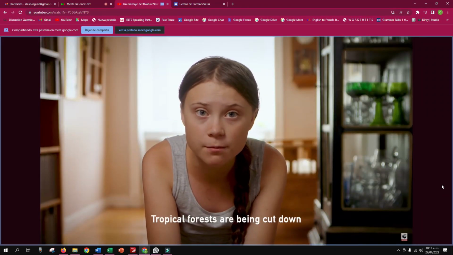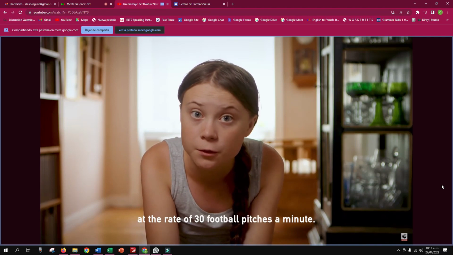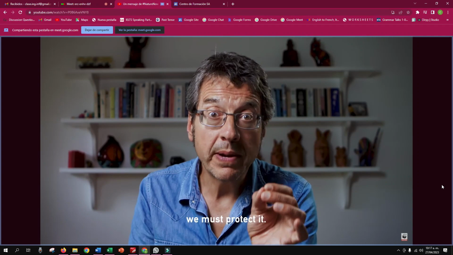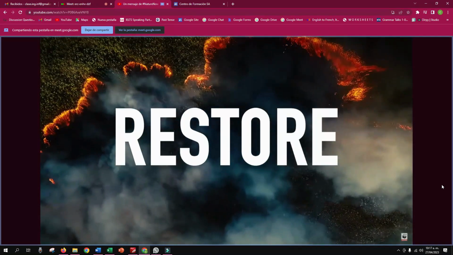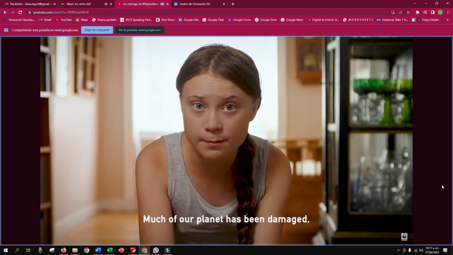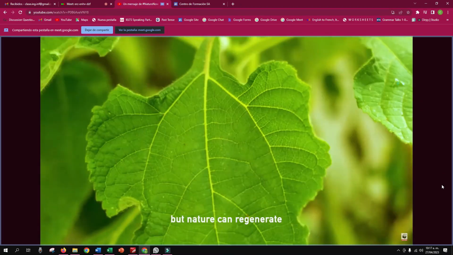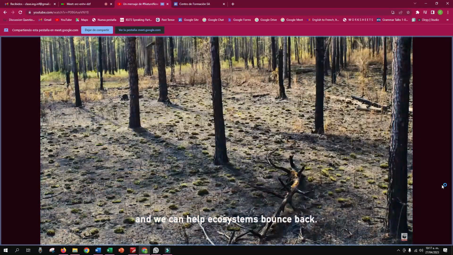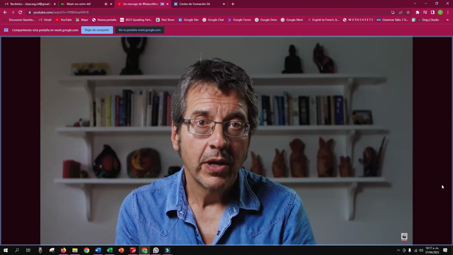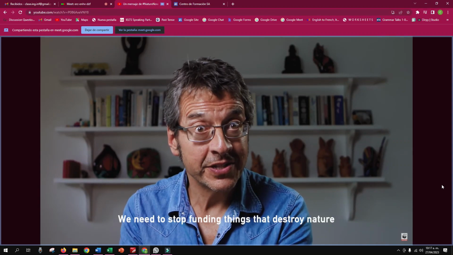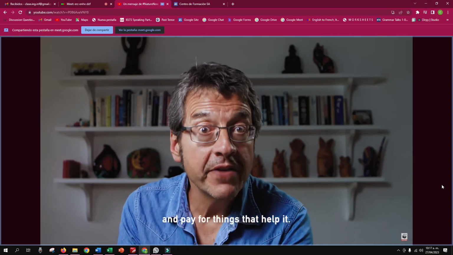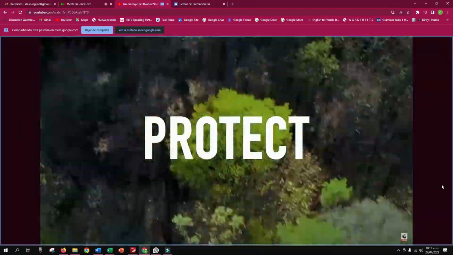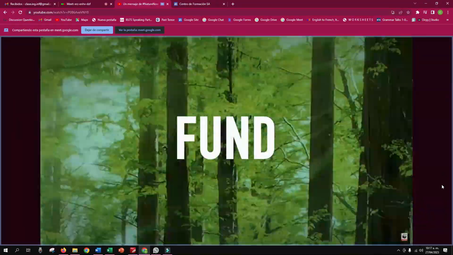Protect. Tropical forests are being cut down at the rate of 30 football pitches a minute. Where nature is doing something vital, we must protect it. Restore. Much of our planet has been damaged. But nature can regenerate, and we can help ecosystems bounce back. Fund. We need to stop funding things that destroy nature and pay for things that help it. It is that simple. Protect, restore, fund.